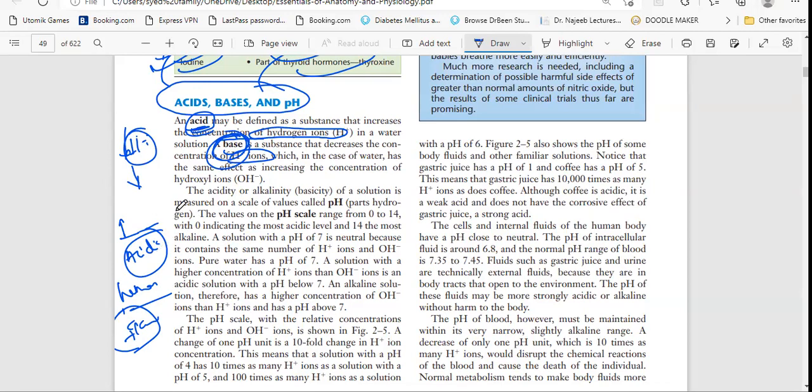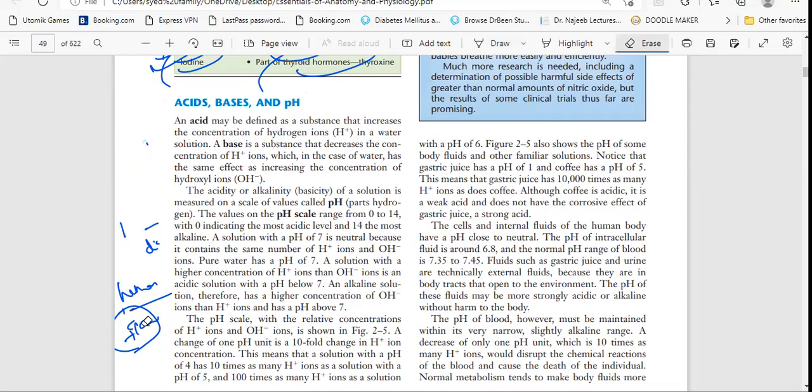But in the body, the normal level of acid and base, we will call it pH. pH means parts of hydrogen; we calculate the acid-base level in pH. pH is a scale, like how we measure in centimeter, millimeter, kilometer. We have one tape like that.